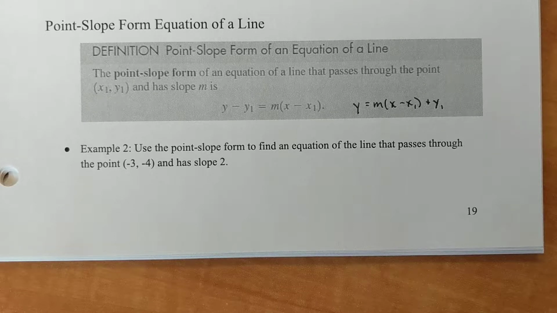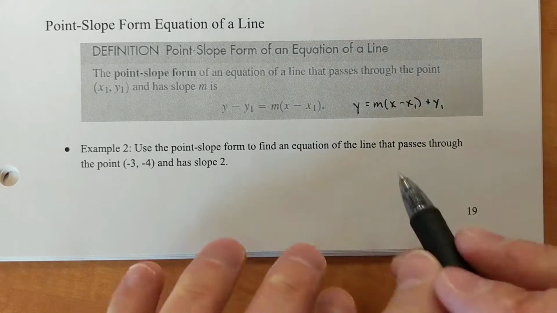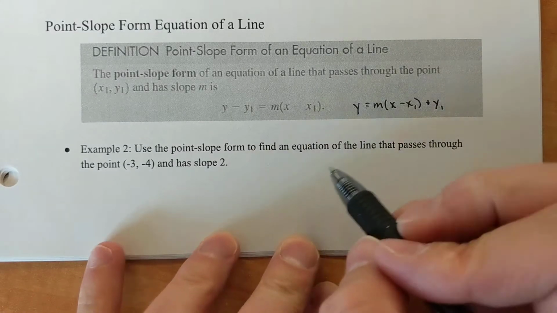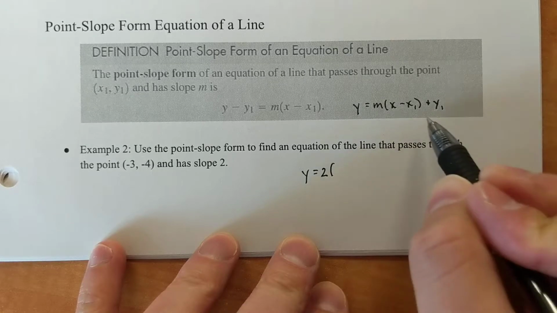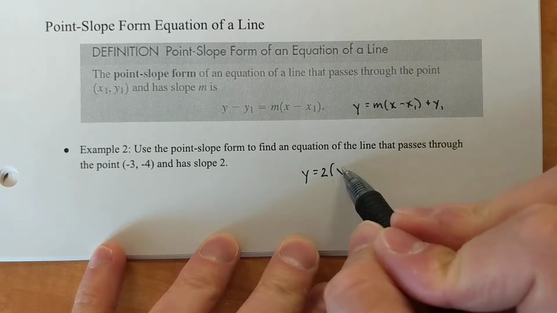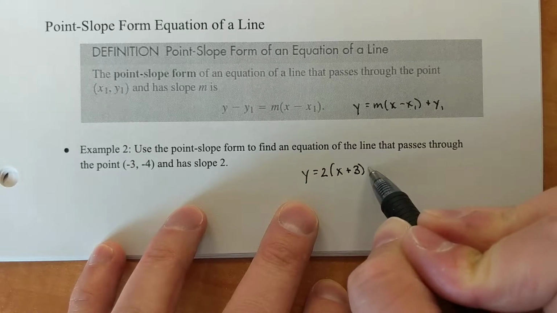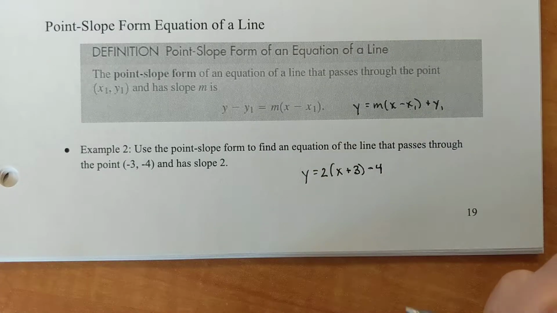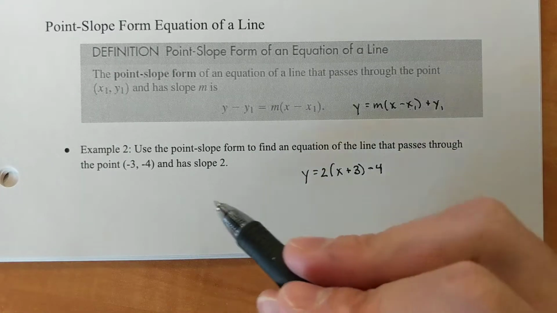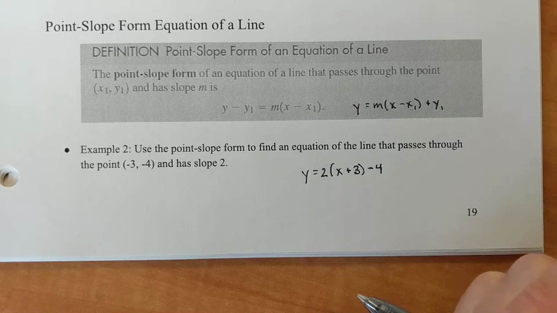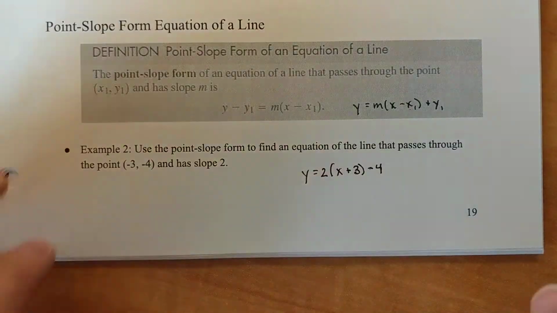So example 2 here, use the point slope form to find an equation of the line that passes through the point negative 3, negative 4, and has a slope of 2. So in your equation, m is the slope, so it's going to be 2. x1 and y1 are the values from your point. So it's going to be x minus negative 3, so that's going to be a plus 3, and then plus y1, so plus negative 4. Now technically you're done, because it says use to find an equation. It doesn't say how it has to be written. If you distribute the 2 and combine like terms, you'll end up in slope-intercept form, mx plus b, which is the very next thing.